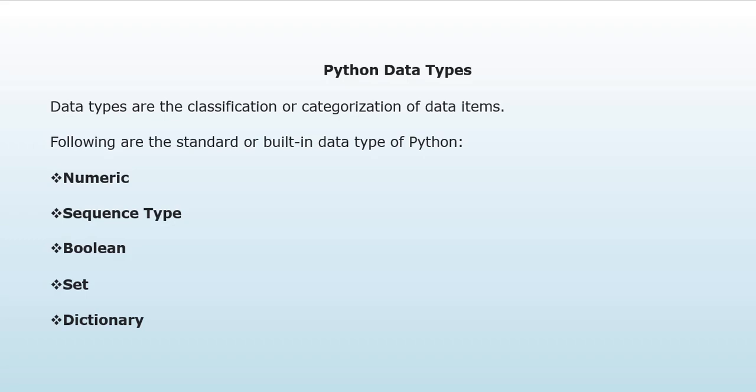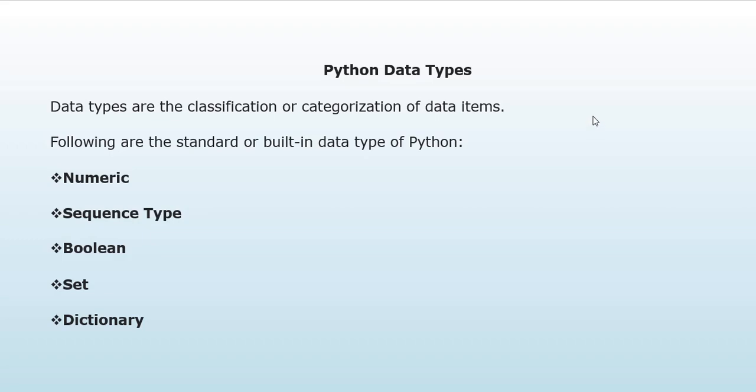Today let's discuss the data types. Do you have any idea about data types? Okay, let me explain. Data types are nothing but the classification of data items. What is data? Data is nothing but the information. It may be the name, age, salary.